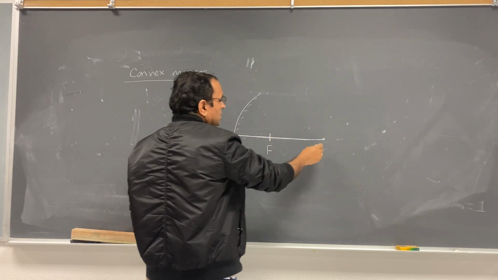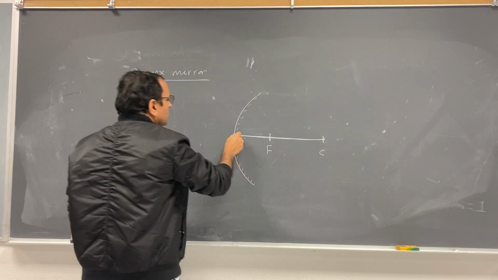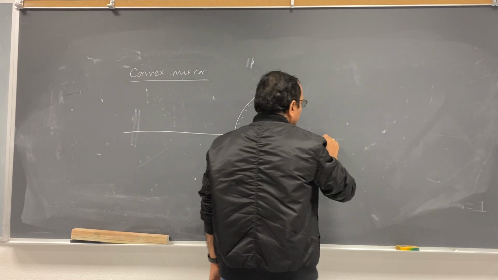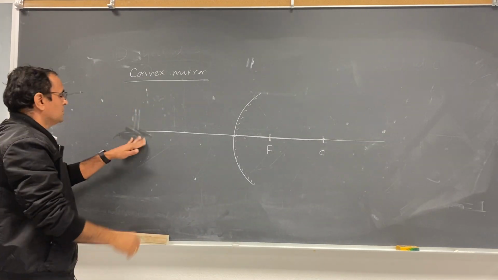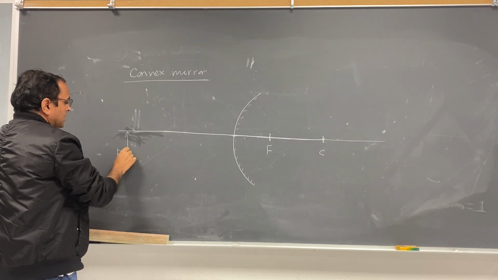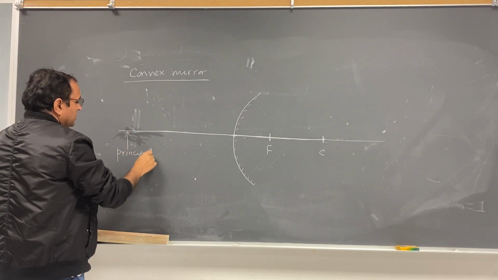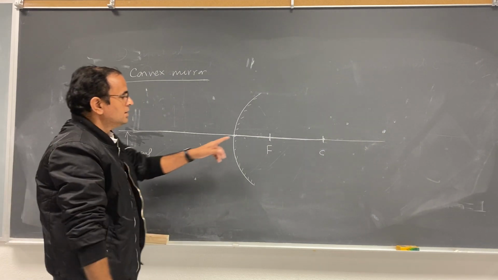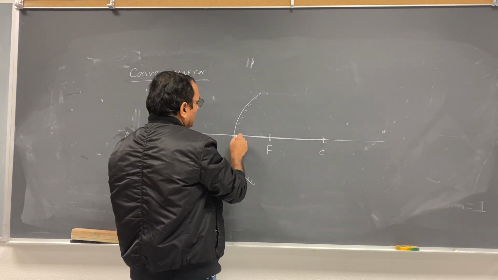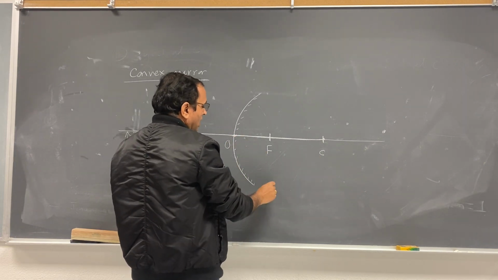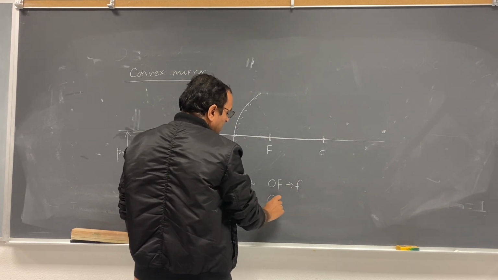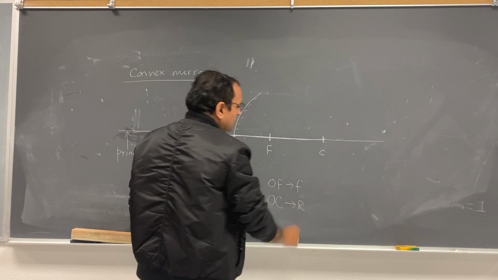This is your focal point. This is your center of curvature. If you extend this, you can extend like this. This is the principal axis. Okay, straight line, don't draw a curved line. This is the principal axis. This is the focal point. This is the center of curvature. So this point, let me call it O. OF is the focal length and OC is the radius of curvature.